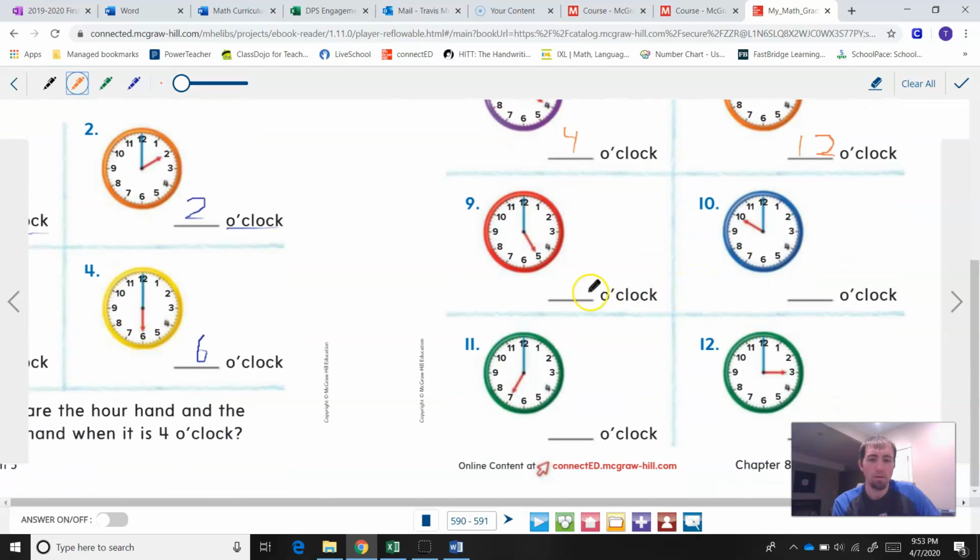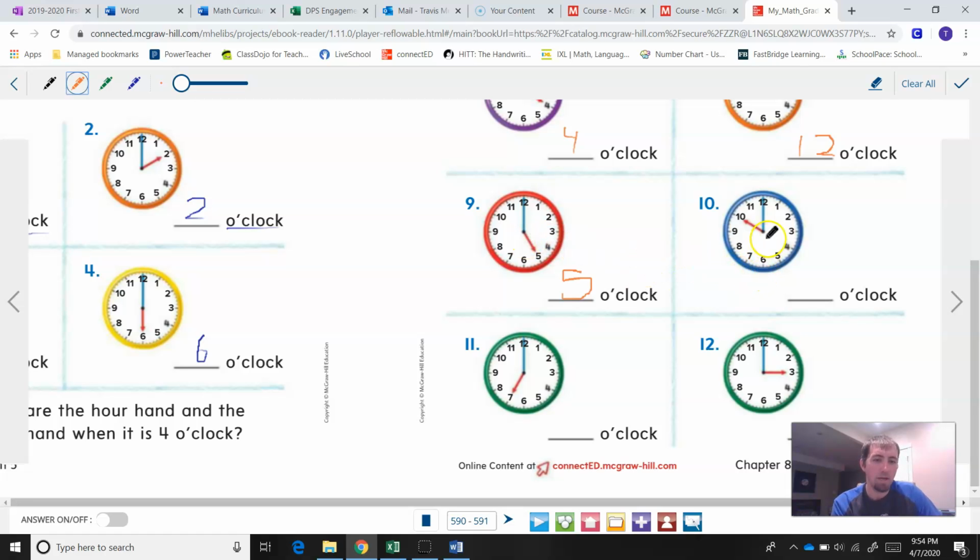Coming down here, number 9, give yourself a second, take your time, tell mom and dad, what time does number 9 say? That's right, it's the 5 o'clock hour. It is my hour hand, my short one is pointing to the 5. Ooh, that's a big 5. So it's pointing to the 5, my minute hand is still pointing to the 12, so it is o'clock.